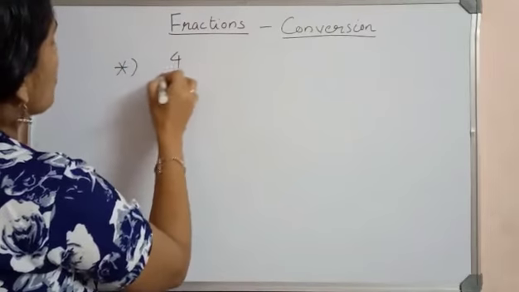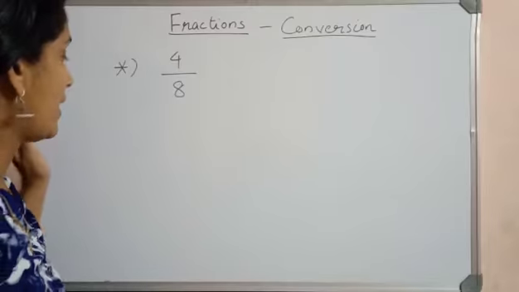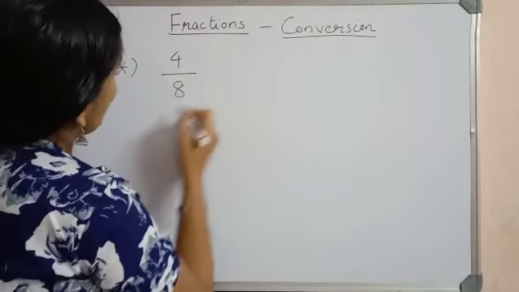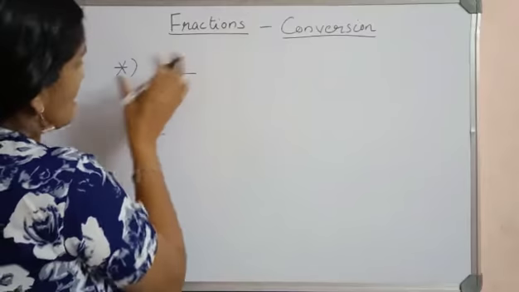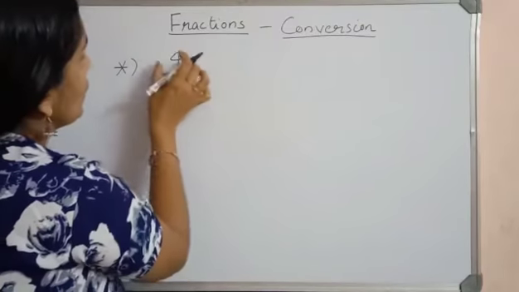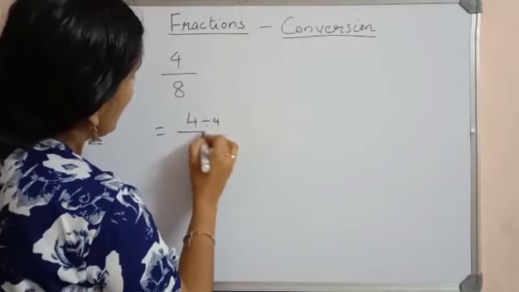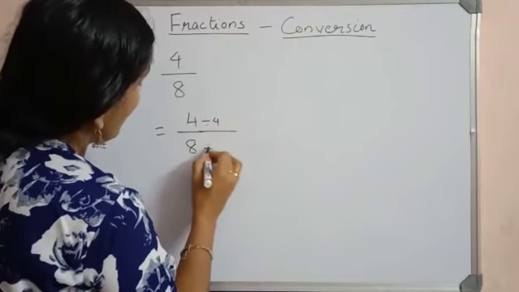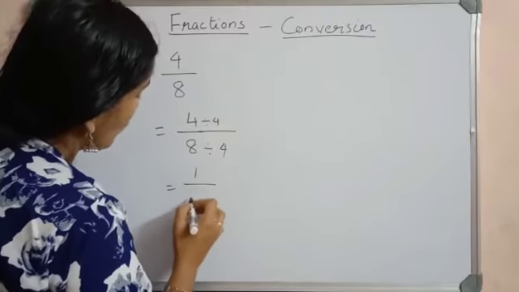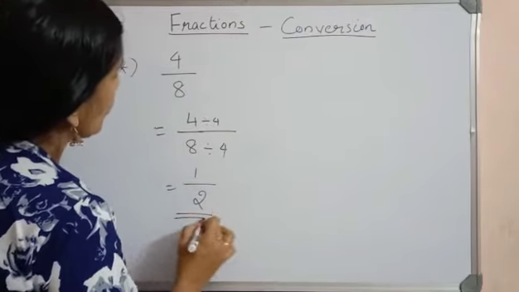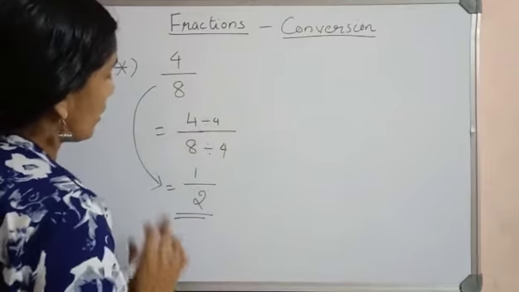Consider 4 by 8. We can write this in the lowest form by dividing both the numerator as well as the denominator by 4. When you divide this by 4, you get the numerator as 4 divided by 4 and 8 divided by 4. So 4 by 4 is 1 and 8 by 4 is 2. So when you are simplifying this into the lowest form, you get this as 1 by 2.